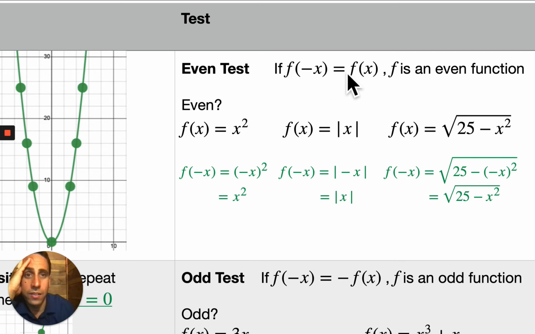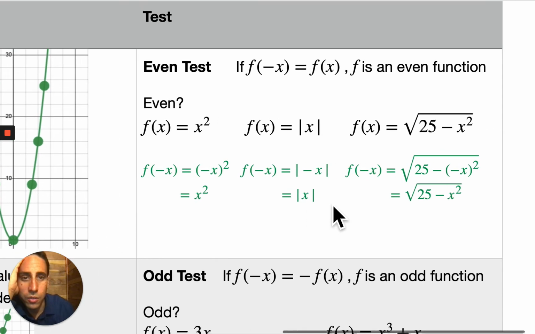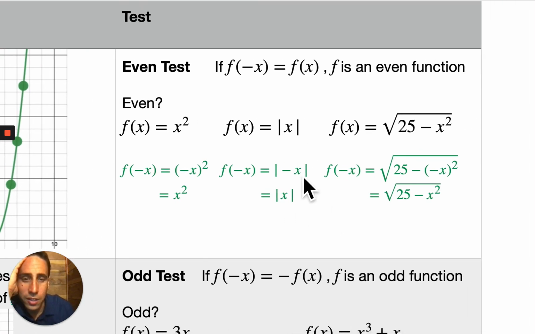f of negative x is equal to f of positive x. Here's f of negative x, and here's f of positive x. And they're equal to each other. So yes, it is an even function. You do the same thing with an absolute value function. If you take the negative version of any input and then you make it absolute value, it's going to be the same thing as just a regular absolute value. So f of negative x simplified is down here, and that's equal to f of positive x, which is up here. They're the same thing.